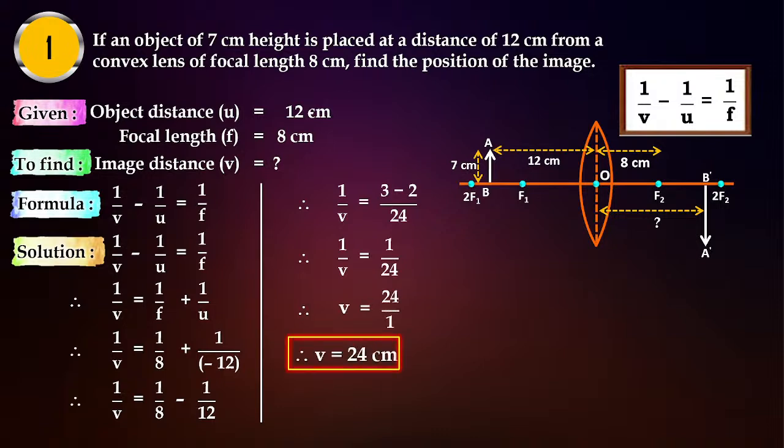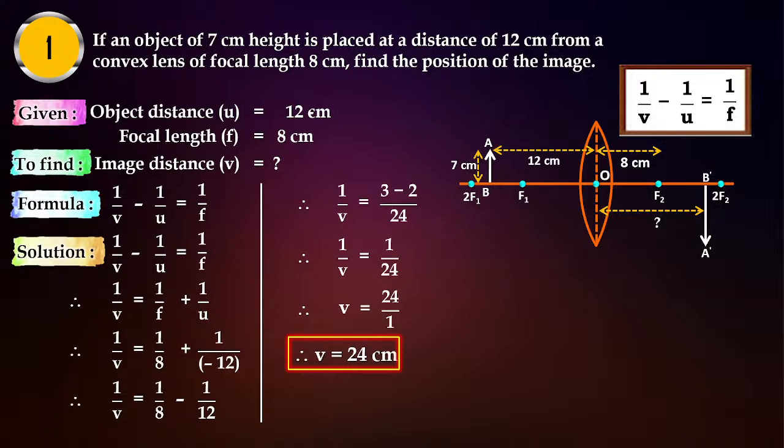Yes, but there is a small thing that you have to keep in mind. Is the object on the left side or the right side? If the object is kept on the left side, you will take minus or plus? This 12 centimeter becomes minus 12 centimeter. You understand? Why does it become minus 12? Because the object is on the left side, and v is equal to 24.